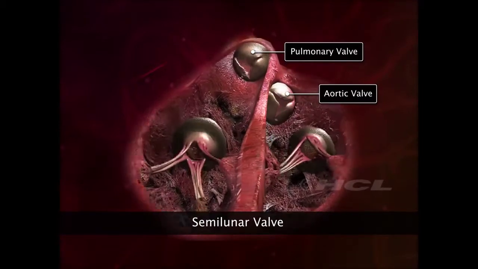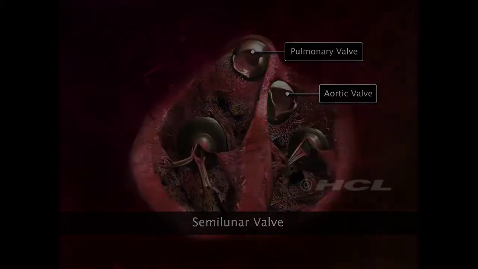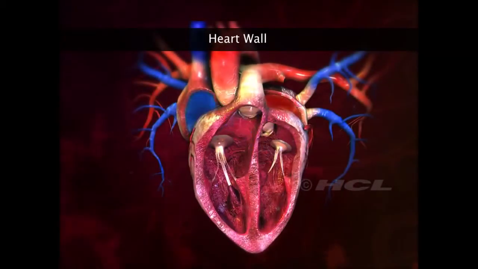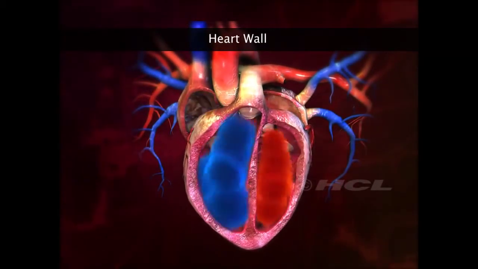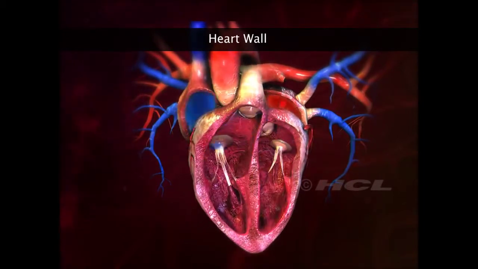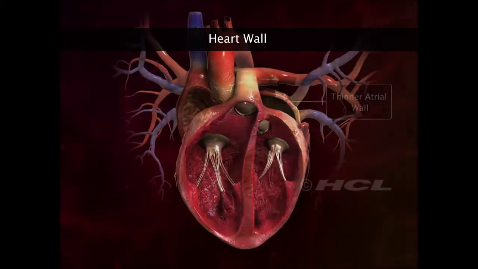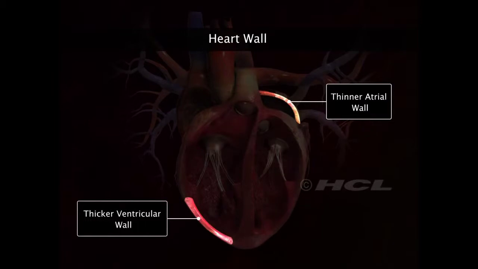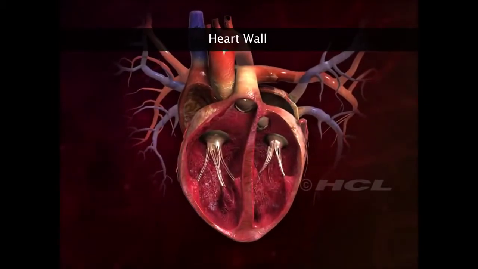The thickness of the walls of the 4 heart chambers varies with their functions. The walls of the atria are thinner than those of the ventricles. The left ventricle pumps blood at a greater distance and a higher pressure. Therefore, the wall of the left ventricle is thicker than that of the right ventricle.